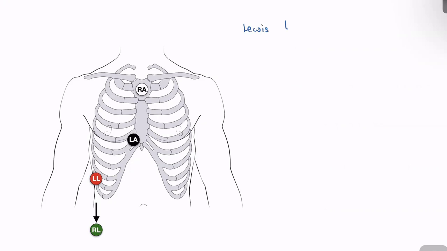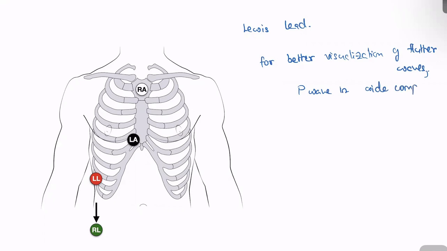Lewis lead. Lewis lead is used for better visualization of flutter waves, like in atrial flutter, and also for visualization of the P wave in wide complex tachyarrhythmia. And in this, we use the limb electrodes. We remove the clutter and we use the limb electrodes.